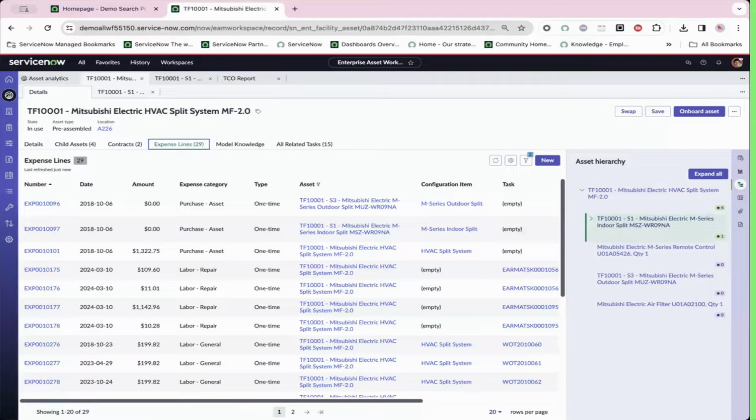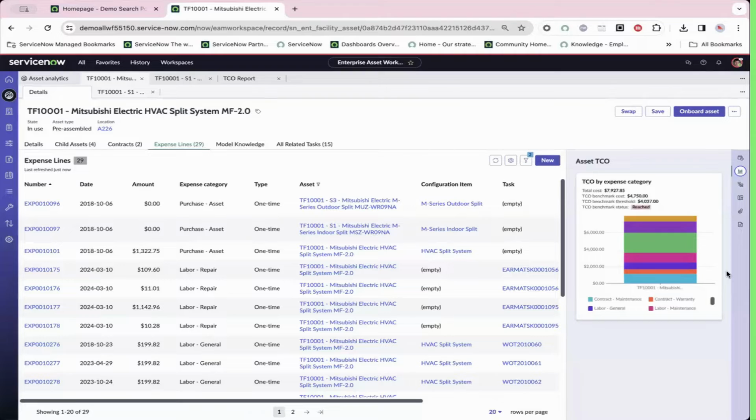Now, this is the asset hierarchy where you can see all of these assets that are part of this split system. We can also see how much that asset TCO is looking for this specific asset. We can see that the total cost thus far is $7,000. What is that benchmark cost that we put? That would be that 4,700 here. And what that threshold is is included here as well. So as we can see, we have reached that benchmark already, that we have incurred all these expenses and have surpassed that benchmark cost.